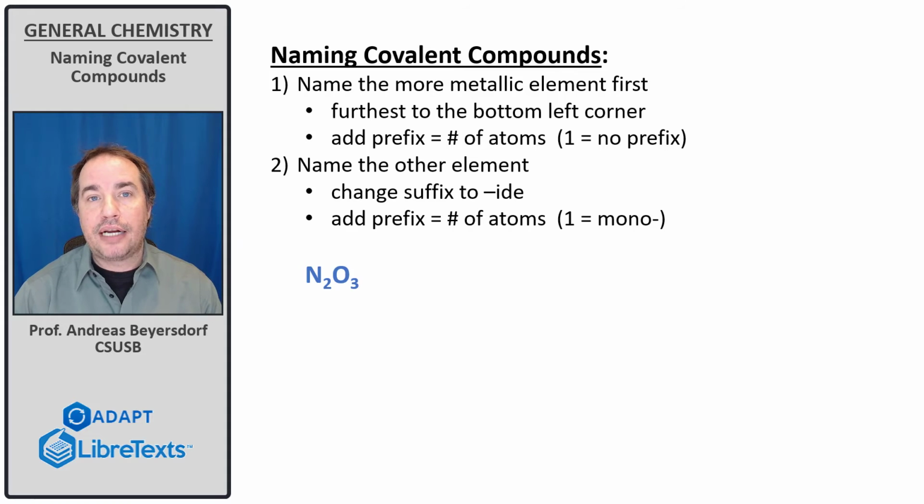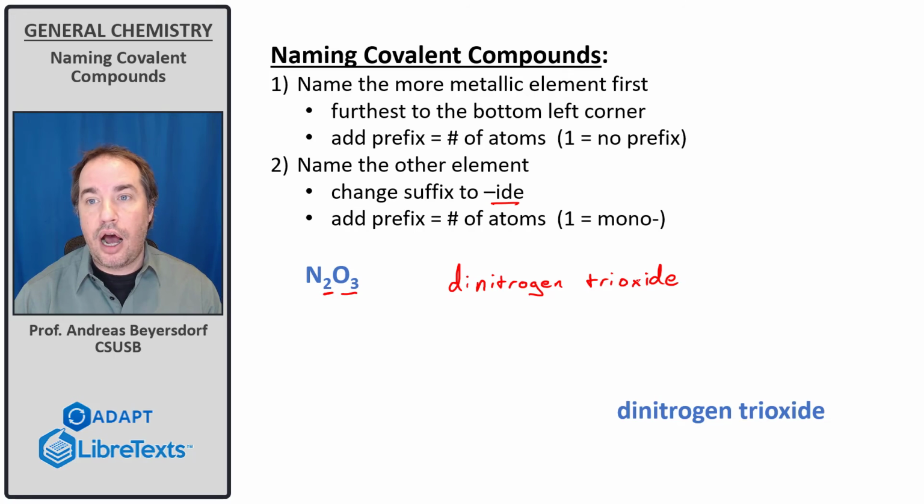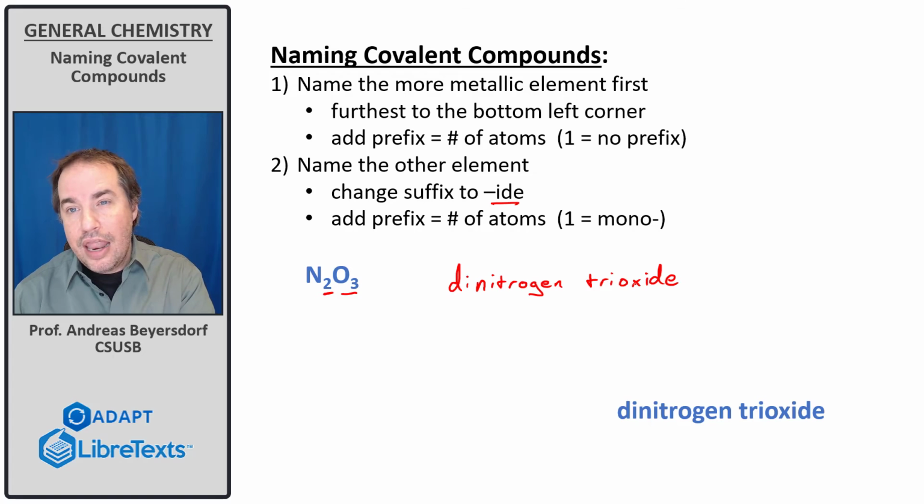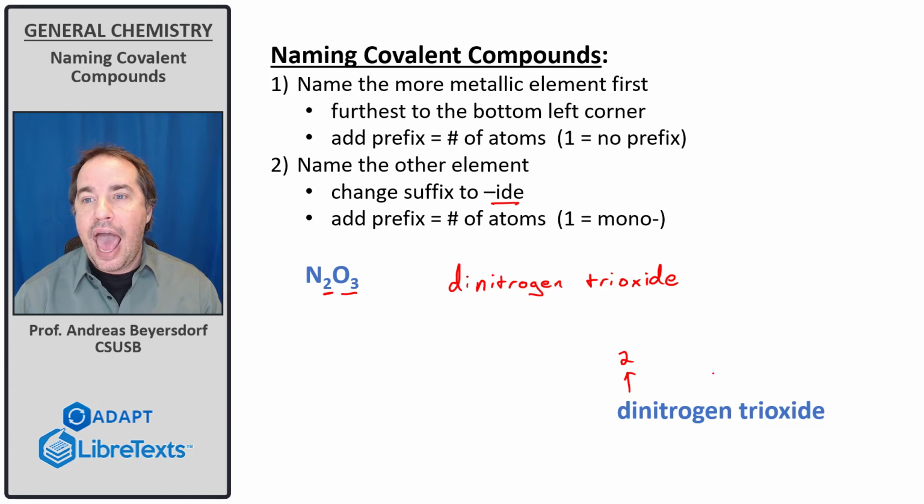Let's look at this in practice. So let's say we have N2O3. So nitrogen is on the periodic table furthest to the left. So we start off by just naming that nitrogen. There are two of those, so we call it dinitrogen. There are three oxygens, so we then say it's trioxygen, but we change the ending to "ide," so it's dinitrogen trioxide. The prefixes tell us how many of each one of these we have.